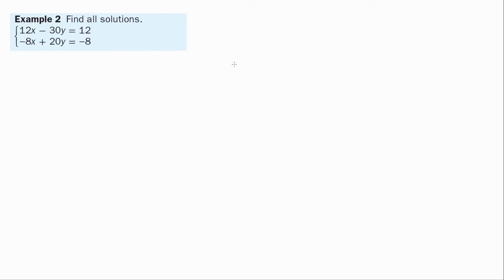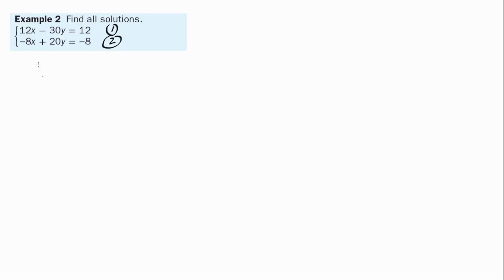Let's look at our next problem. Find all the solutions to 12x minus 30y equals 12 and negative 8x plus 20y equals negative 8. Happily, this is in standard form already. I can look for some kind of solution here that will allow me to come up with an answer. I think I could multiply through by a fraction. Let's try that and see. If I multiply equation 1 by 2/3, I think then when I add them together I can reach a conclusion.